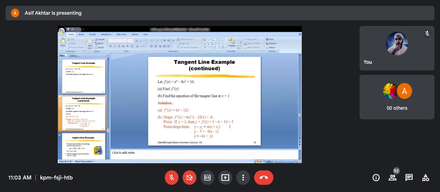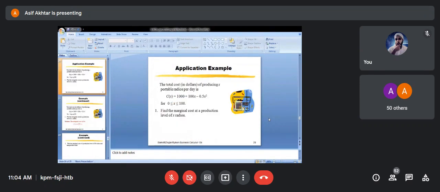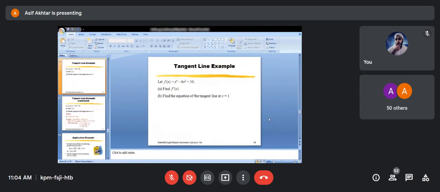So if I change this one, I hope this is visible to you now. So you will get it this way. f dash is the slope they are asking for, and the remaining portion is not your concern. The only point is that we need to calculate the slope. So we put the value here.